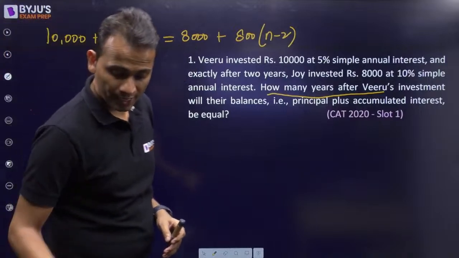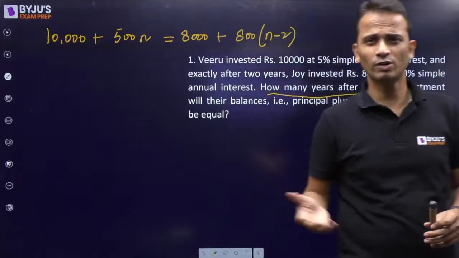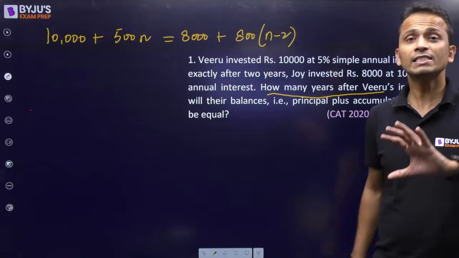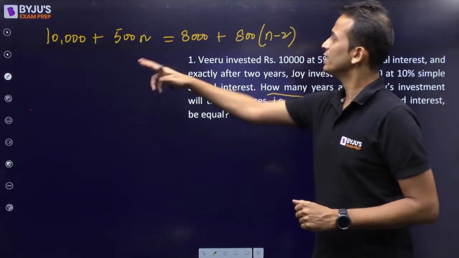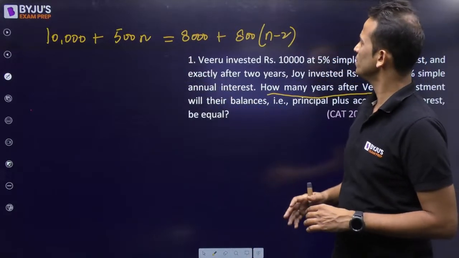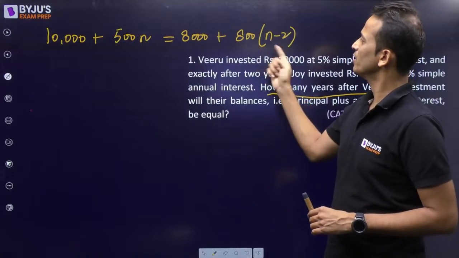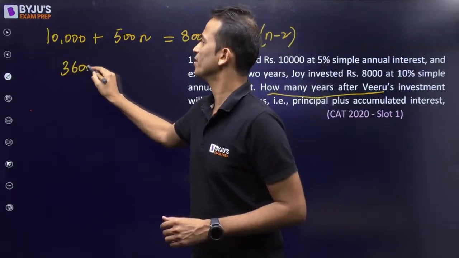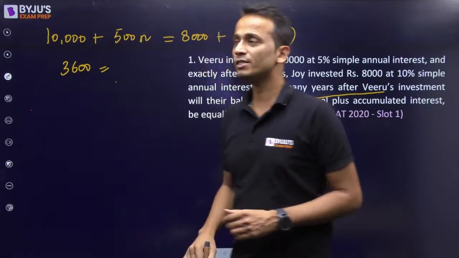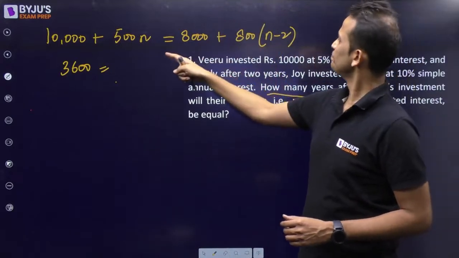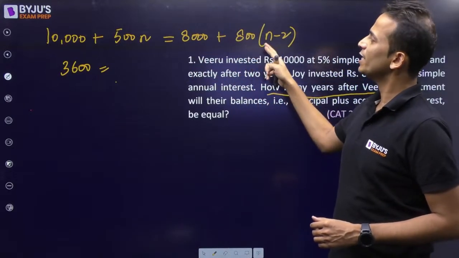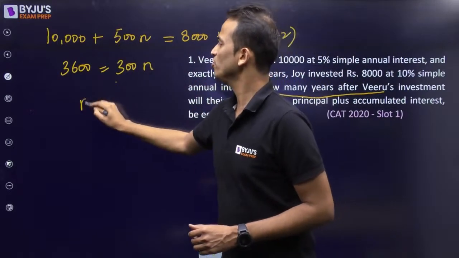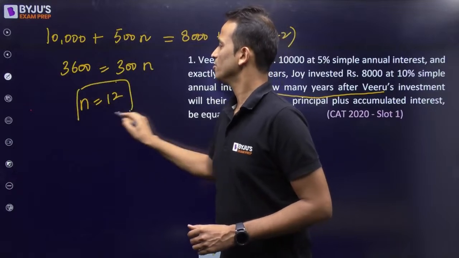Now, some of you who are getting a different answer, let's see what will be our answer, and then I'll tell you what is the probable mistake that some of you would have made. So 10,000 minus 8,000, 2,000 and 1,600. So 2,000 plus 1,600, that is 3,600. Right? 3,600 is equal to, so this is 800n minus 500n, that is 300n. So the value of n will come out to be 12, right?